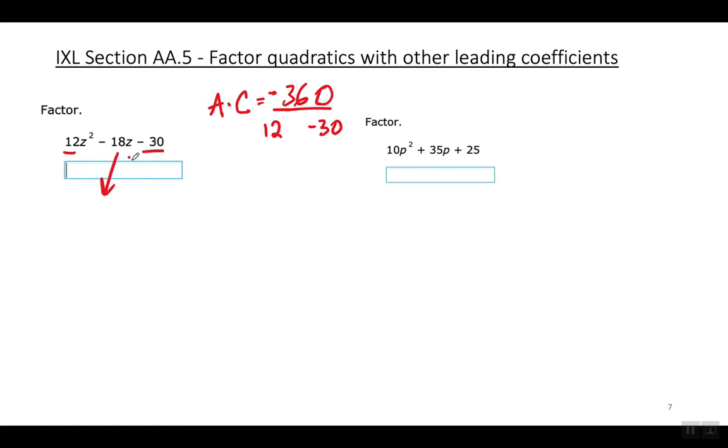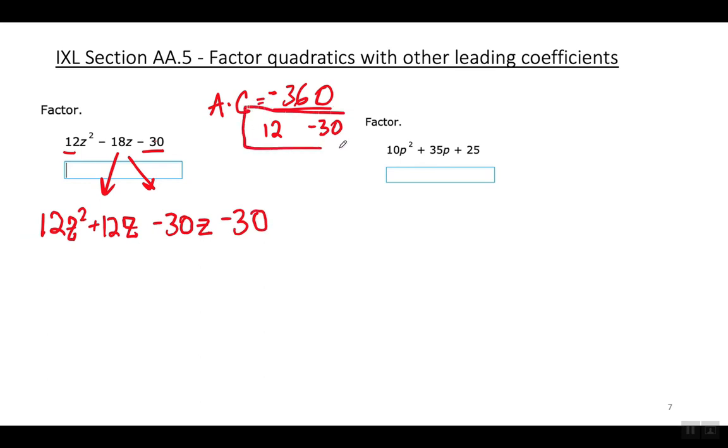If I split the middle using these numbers, I'm going to have 12z to the second power plus 12z minus 30z minus 30. All I did is I'm using these numbers right here to split the middle. Estoy usando estos números para romper el medio porque me di cuenta que con este número y con este número el producto te da negativo 360 y la suma te da negativo 18. Así que no tuve que escribir todos los factores de 360, que hubiera sido un dolor de cabeza. All right, it would have been a headache to write all that out. Okay, so now factor by grouping. Factorizar haciendo grupos.